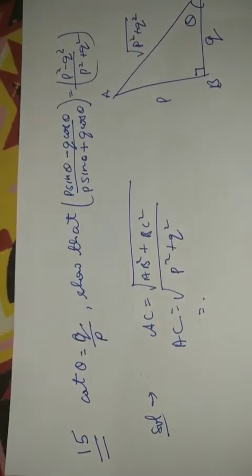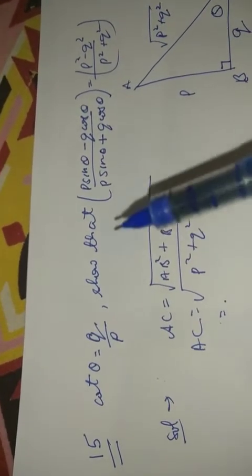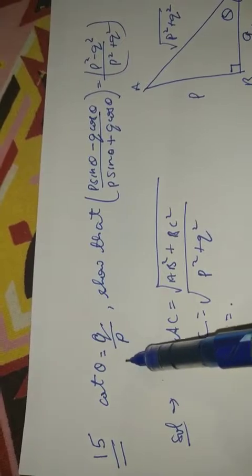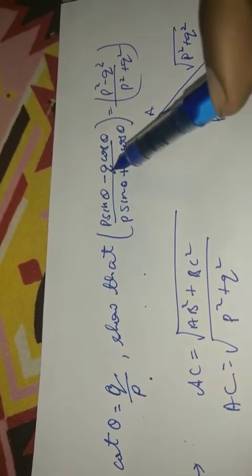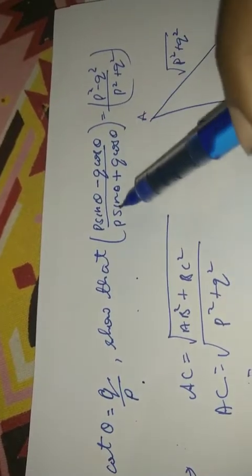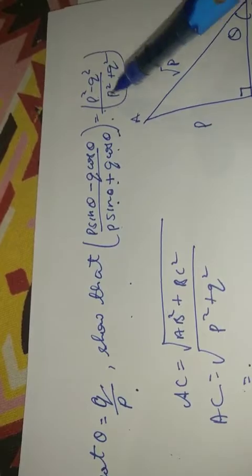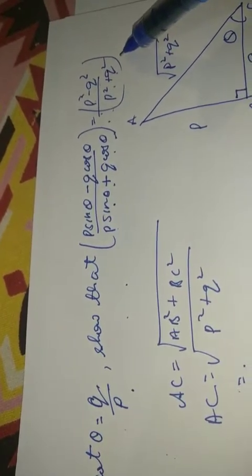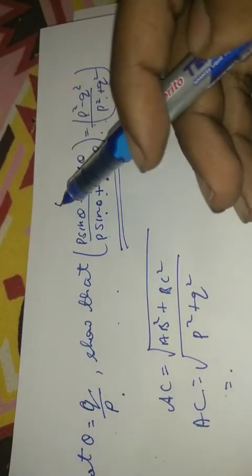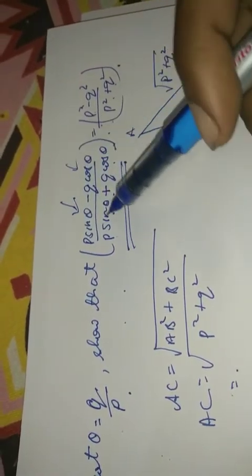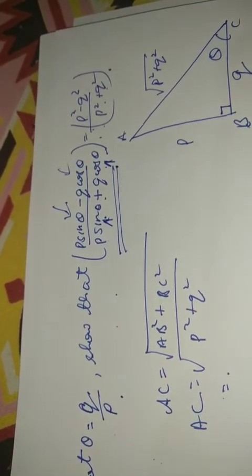Let's look into the next question. Let's take up question number 15. Now the question is given to us as: if cot theta is equal to q upon p, show that (p sin theta minus q cos theta) upon (p sin theta plus q cos theta) will be equal to (p square minus q square) upon (p square plus q square). So we will begin with this very side. We will try to substitute the values of sin theta and cos theta in each of these terms, and then we will try to solve them like we normally solve.